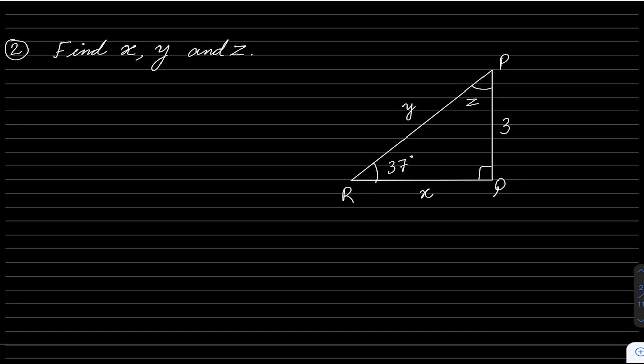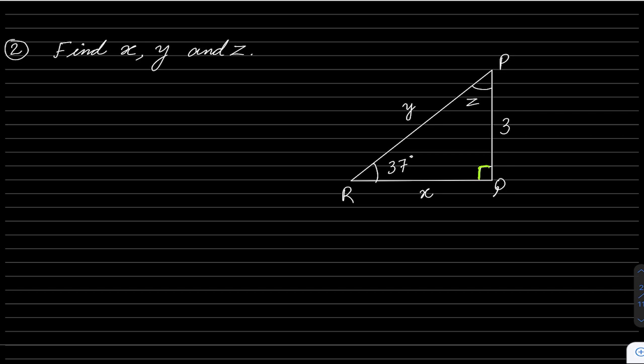Okay, so now we have to find x, y, and z. We have a triangle PQR. Right angle is at Q. We are given PQ, the length is given as 3. Angle R is given as 37. So we have to find x, that is side QR, y, that is the hypotenuse PR, and z, that is angle P.